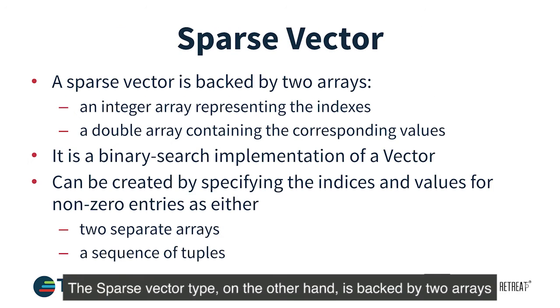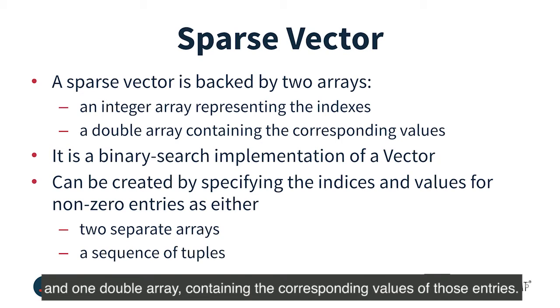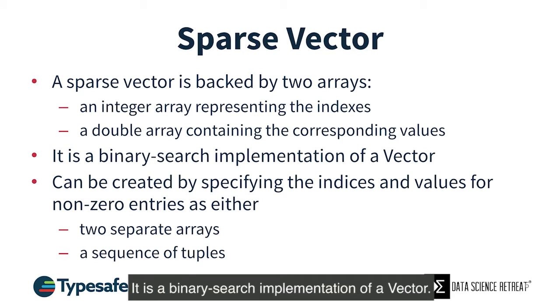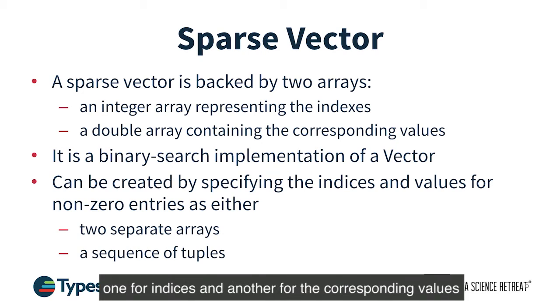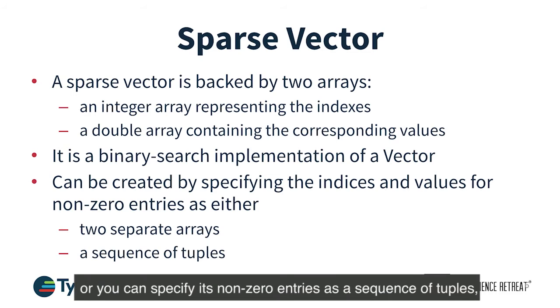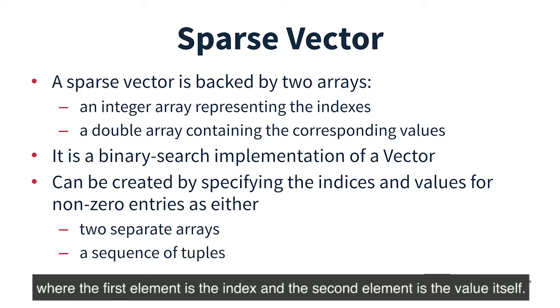The sparse vector type, on the other hand, is backed by two arrays, one integer array representing the indices of all non-zero entries, and one double array containing the corresponding values of those entries. It is a binary search implementation of a vector. A sparse vector can be created in two different ways. You can specify two separate arrays, one for indices and another for the corresponding values. Or you can specify its non-zero entries as a sequence of tuples, where the first element is the index and the second element is the value itself.